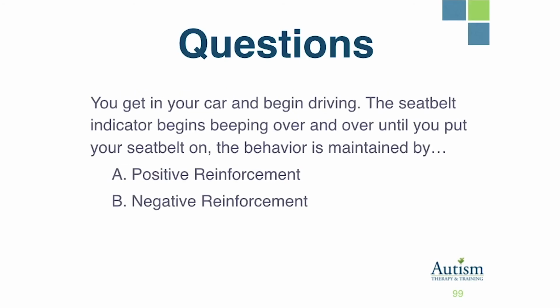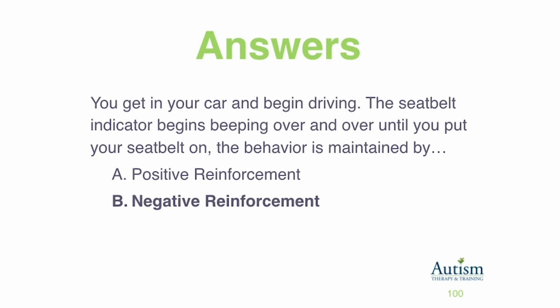You get in the car and begin driving. The seatbelt indicator begins beeping over and over until you put your seatbelt on. The behavior is maintained by A, positive reinforcement, or B, negative reinforcement. And the correct response is B, negative reinforcement.